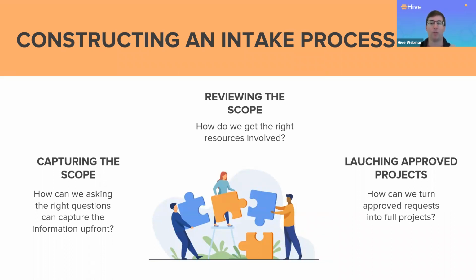Carrying that a little bit further, let's break down into three main pillars that are going to drive today's session in terms of an intake process. The first is capturing the scope. How are we going to make sure that we are getting the information upfront? Where do we go to get that information? And then what happens once it's submitted for a new request? The second is reviewing that scope. So reviewing the information that came through, making sure that we get the right resources involved as well. And then finally, the third is launching the approved project. So once we have approval for this request, how can we quickly, with a few clicks of a button, launch them into full project plans?